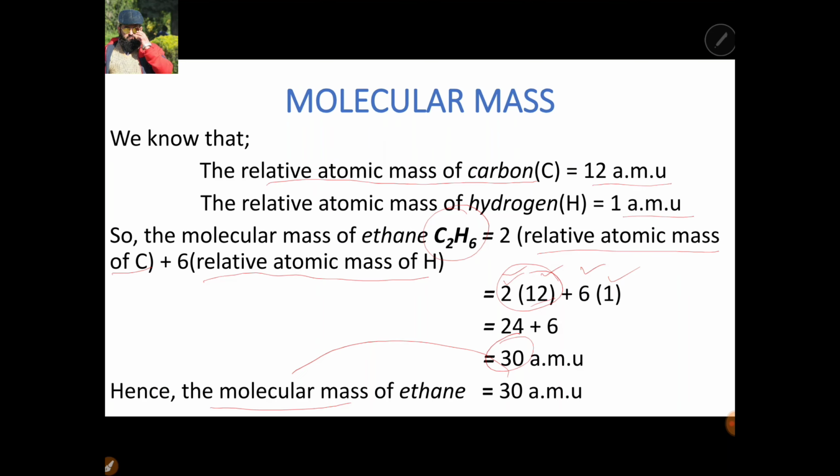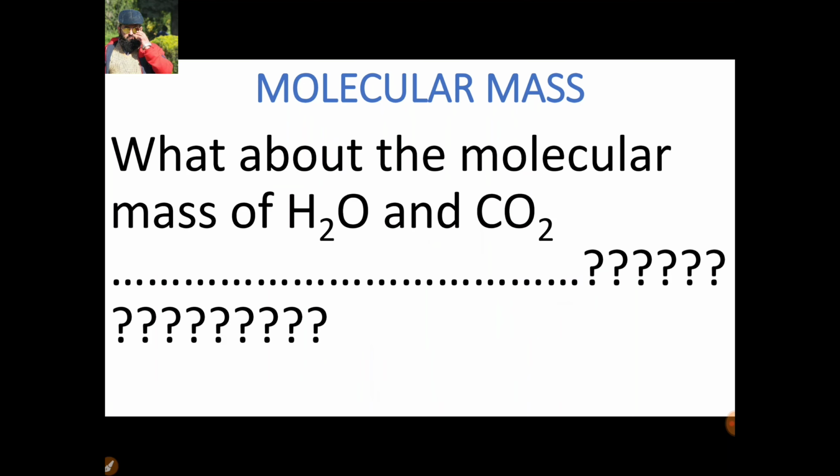Similarly, in this example we have discussed that the molecular mass of ethane is the sum of the relative atomic masses of all the atoms that make one molecule of ethane. Now, can you suggest what the molecular mass of H2O, that is water, and carbon dioxide is? Let's do some work over it.